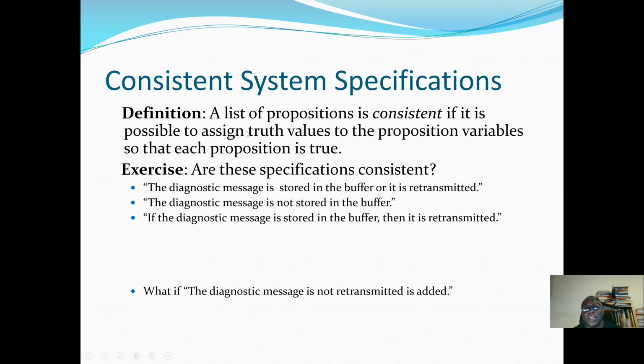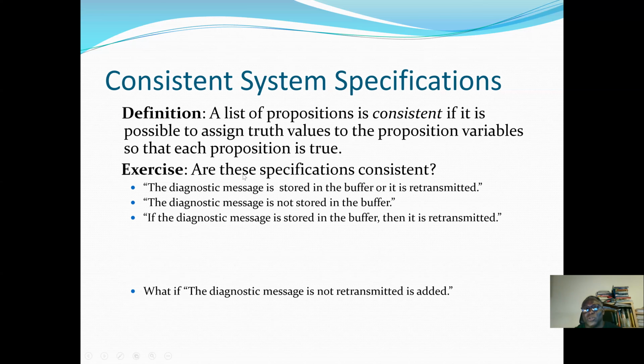So this is a consistent system specification. The definition is that a list of propositions is consistent if it is possible to assign true values to the proposition variables so that each proposition is true. And we'll say this is consistent. So, exercise here: are these specifications consistent?